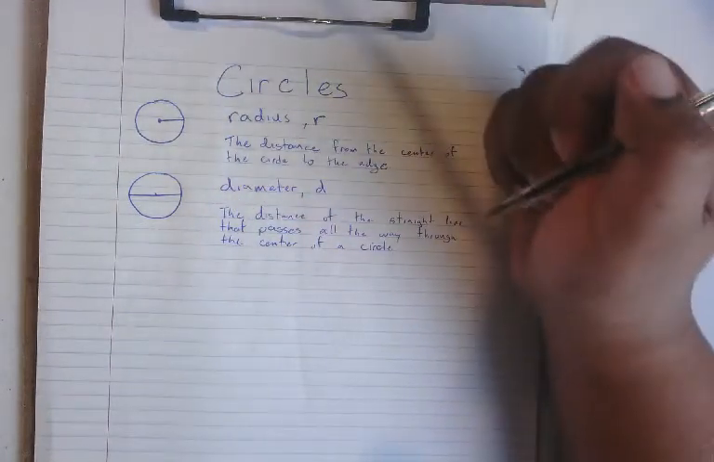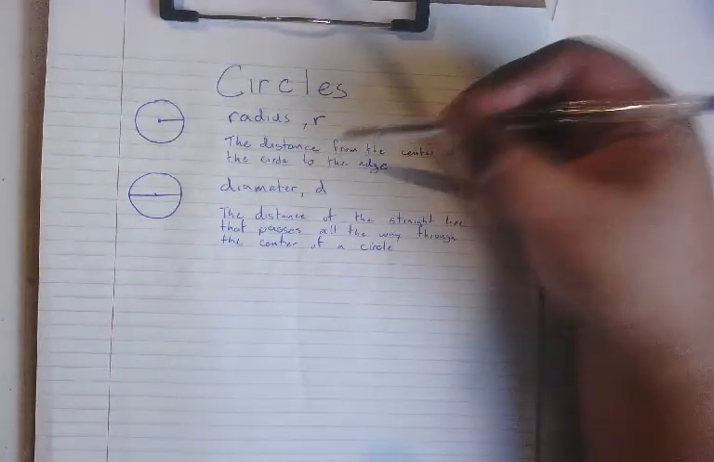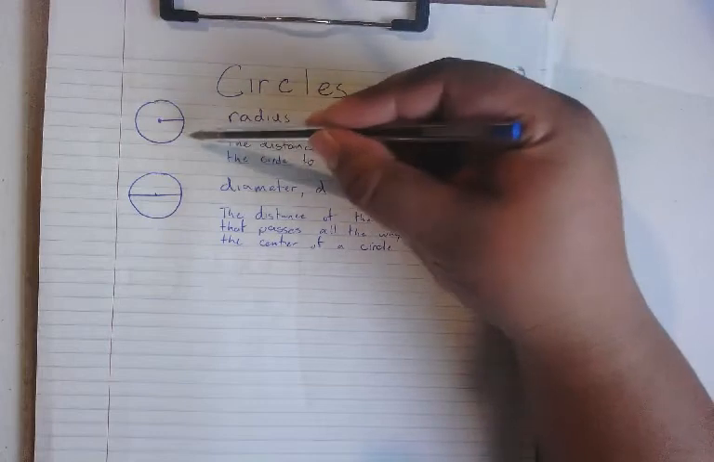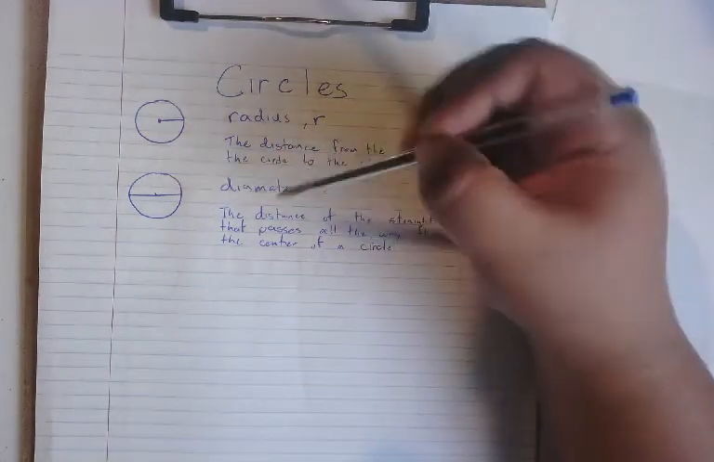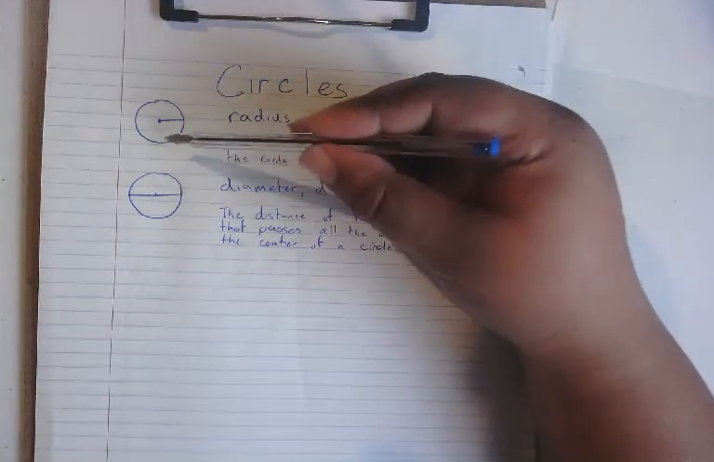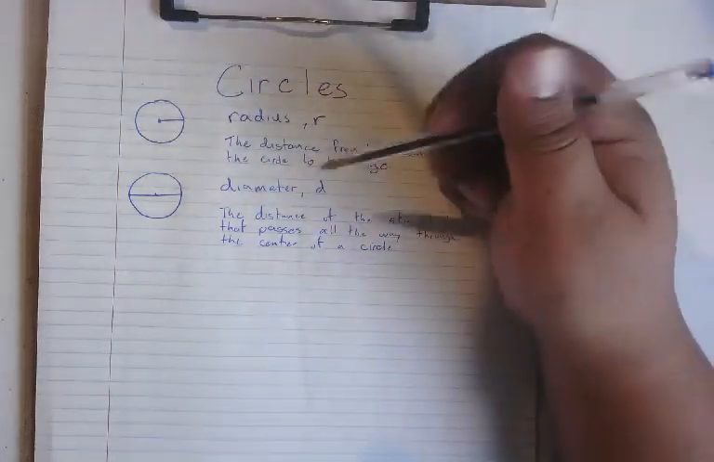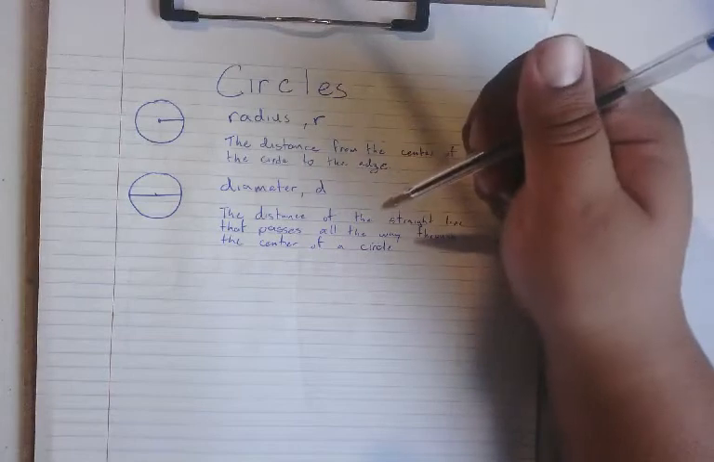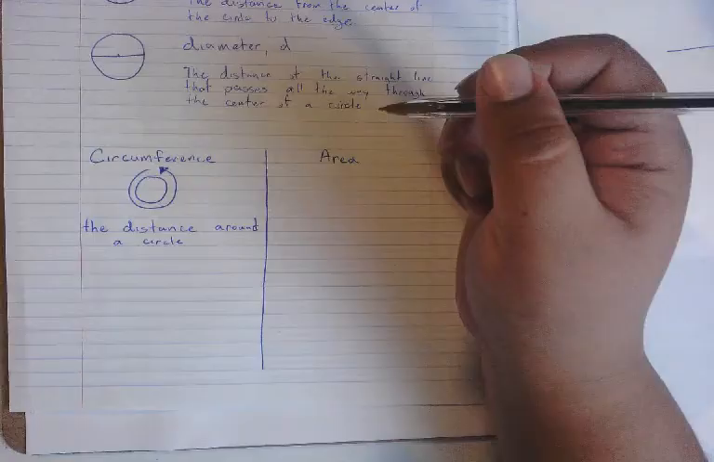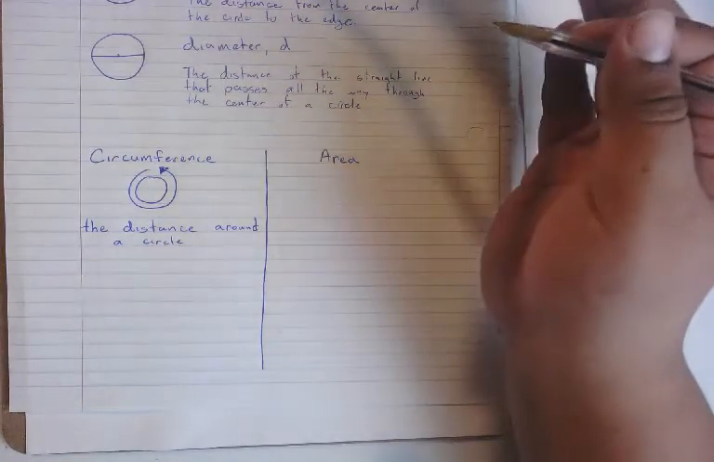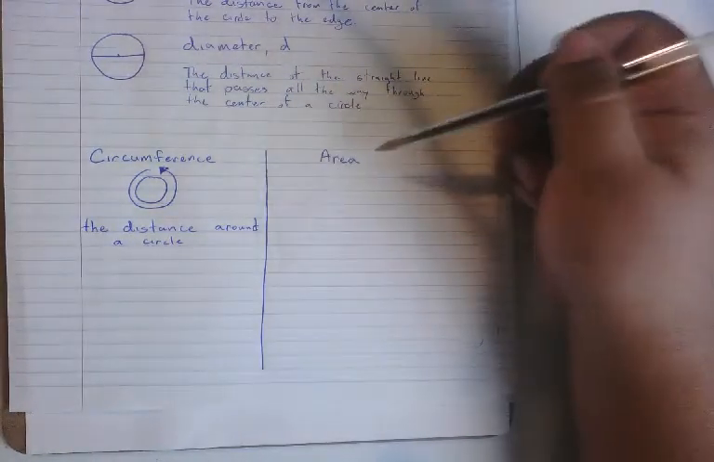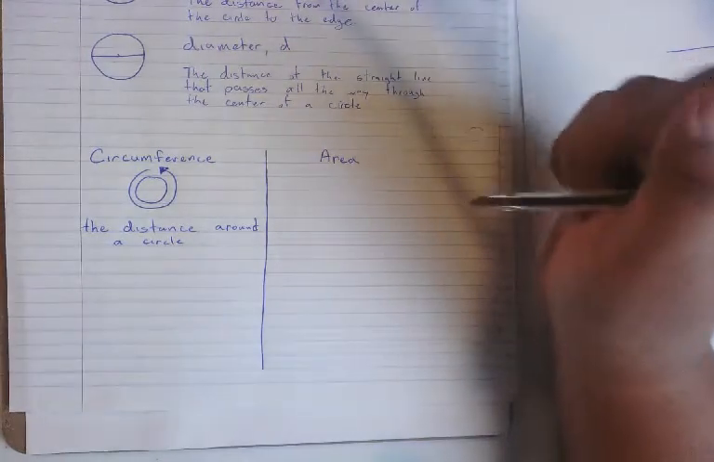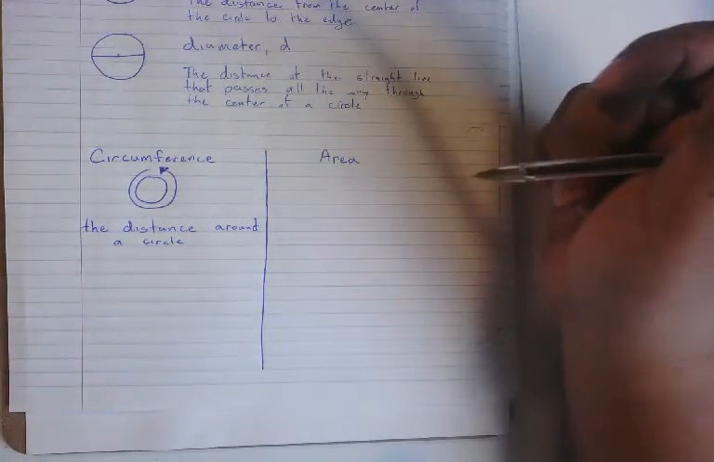Alright, there we go. So remember that the radius is going from the center to the edge, and the diameter is going all the way through the center. So diameter is all the way, and radius is halfway. So now let's go ahead and look at the formulas that we use when we're looking at circles. The two different things that we use radius and diameter for are circumference and area, because those are the two kinds of problems we're going to be looking for the answer for.